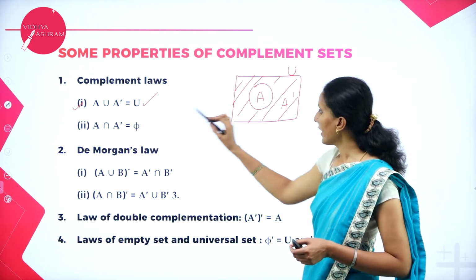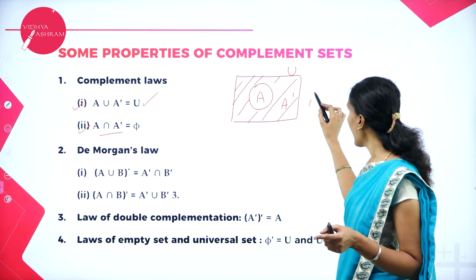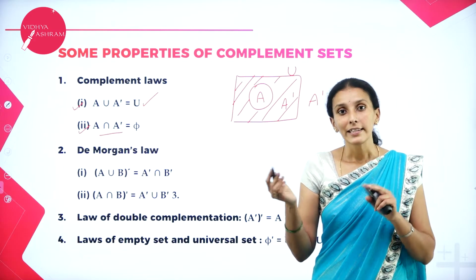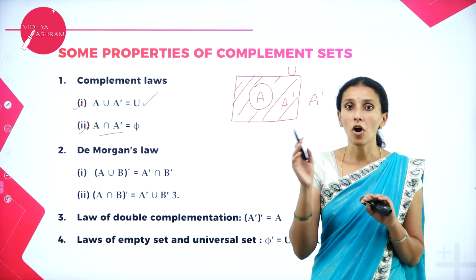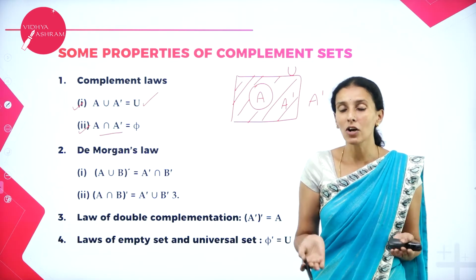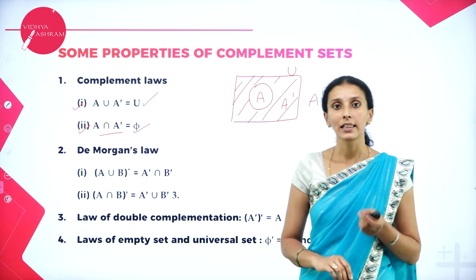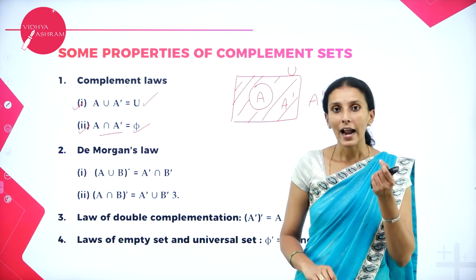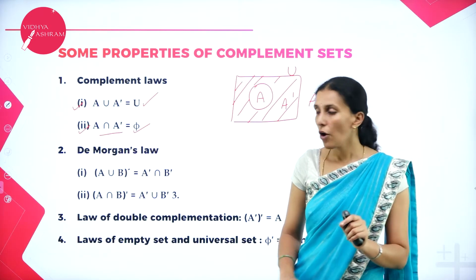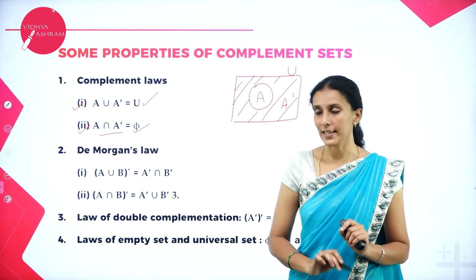Next, if you take the intersection of these two sets, we know that A dash means elements which are not in A. A means elements which are not in A complement. That means they do not have any common elements. Therefore, they are disjoint sets. That is, the intersection of a set and its complement is empty, whereas the union of a set and its complement is the universal set.